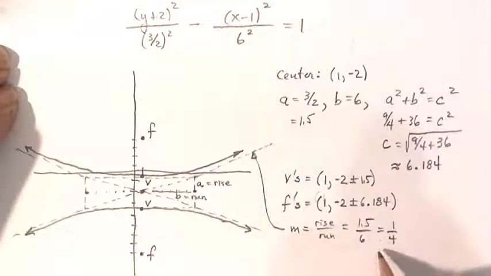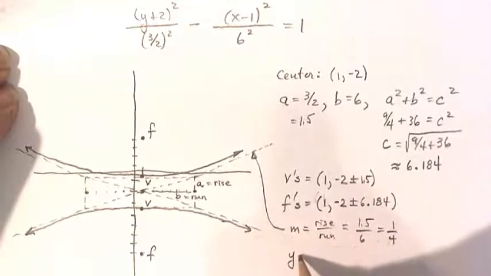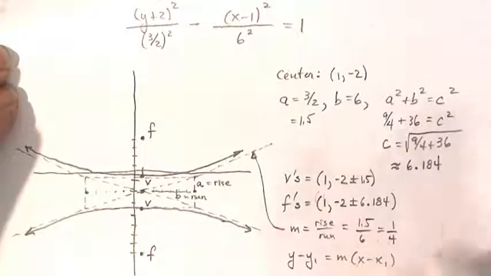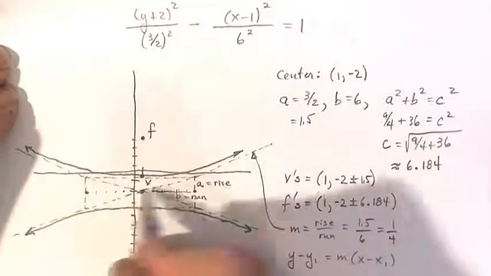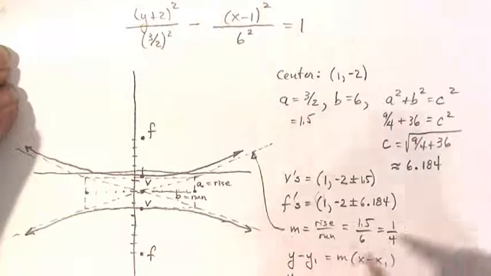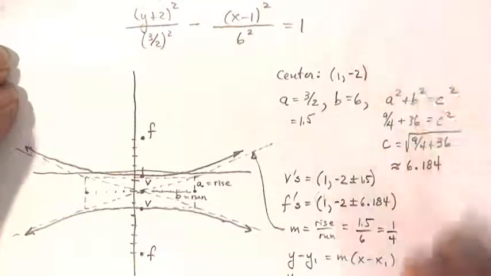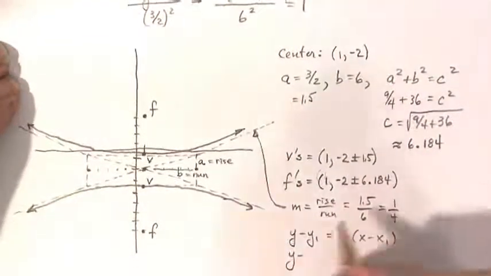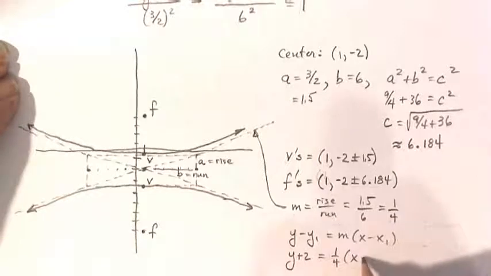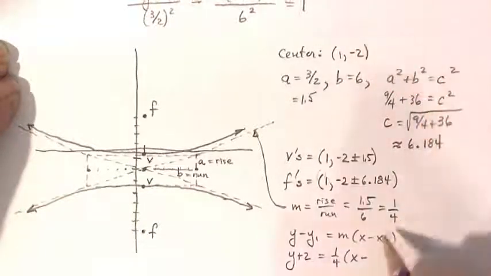To get the full equation, you can use the point slope formula. y minus y1 is m times x minus x1. If we use the center, well, any point on the line will do, so we'll use the center. y minus negative 2, which would be plus 2, equals 1/4 times x minus 1.